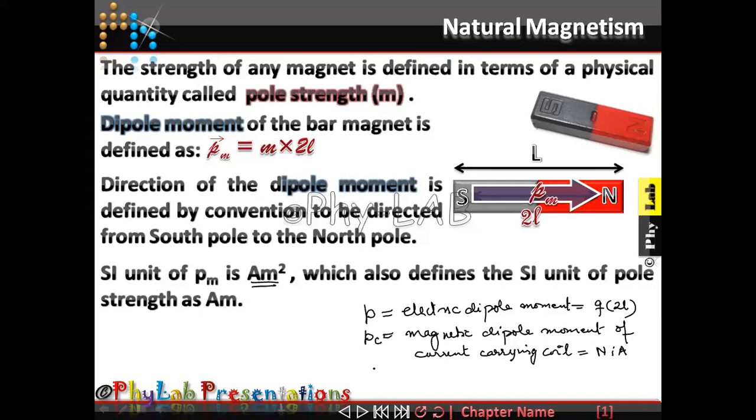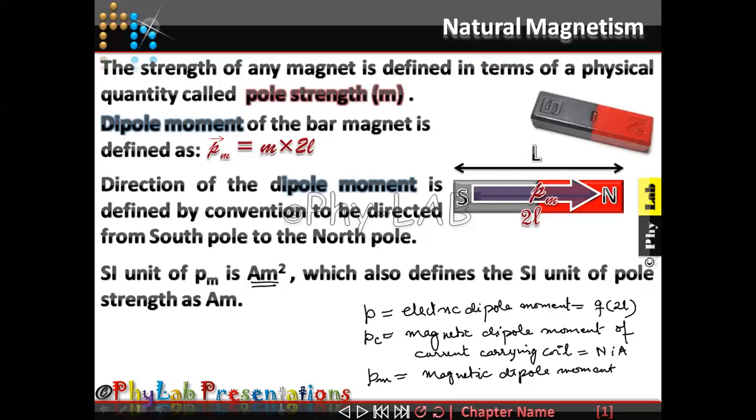Similarly, the second type of dipole moment that you are studying in the bar magnet, or simply in natural magnetism, is M into 2L, and this is the magnetic dipole moment. Now, whenever I use the word magnetic dipole moment, it is basically used for a bar magnet, taking the bar magnet into our assumption.